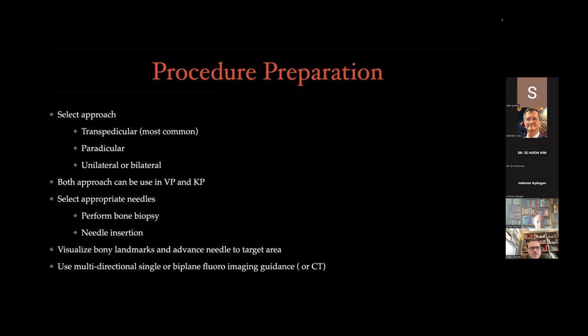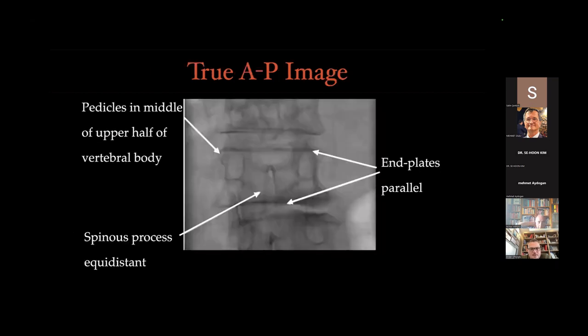Procedure preparation. I will talk about a little technique. Select the approach. We can use the transpedicular, parapedicular, or unilateral or bilateral pedicular approach. Both approaches can be used for vertebroplasty and kyphoplasty. We select appropriate needles, visualize the bone landmarks and advance the needle to the target area. We can use multi-directional single or biplanar fluoro or CT.